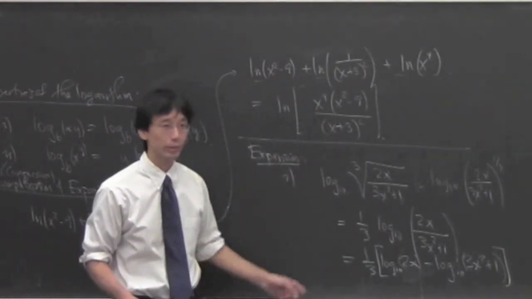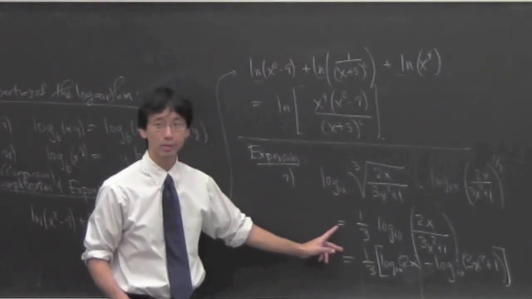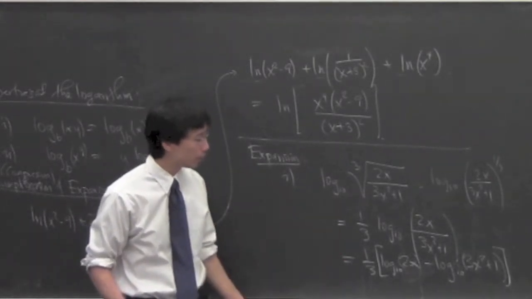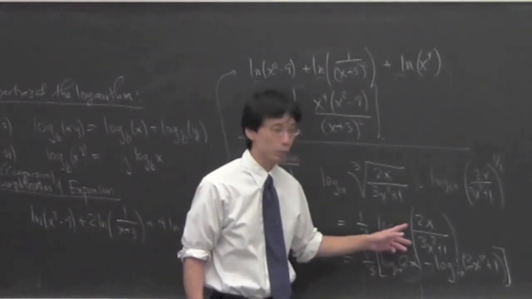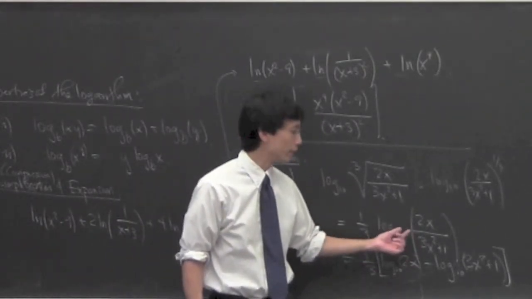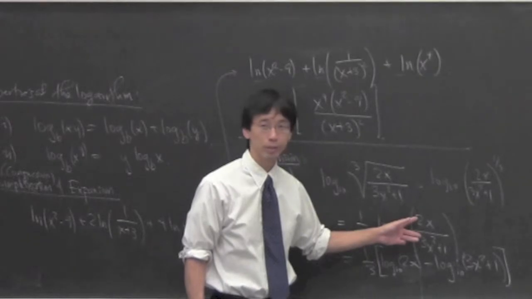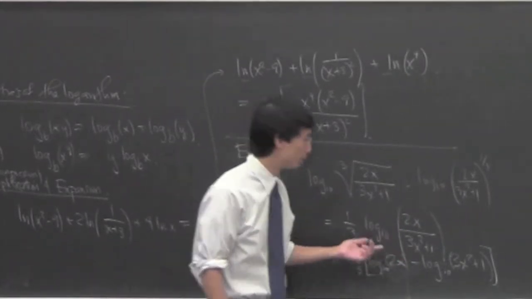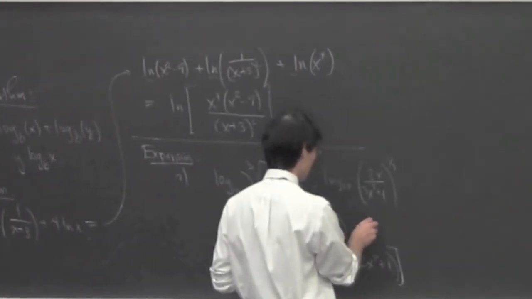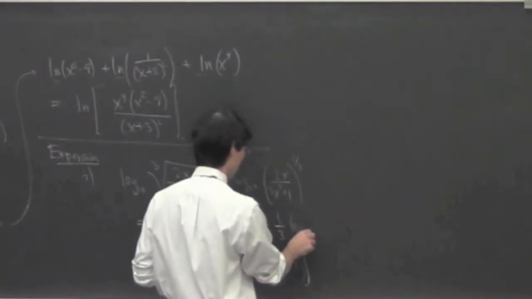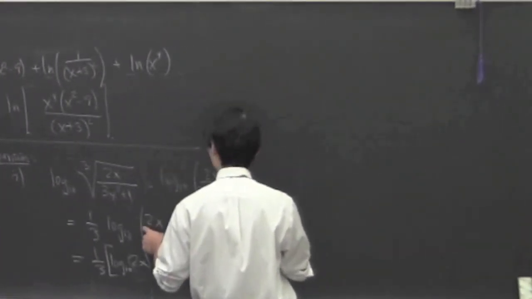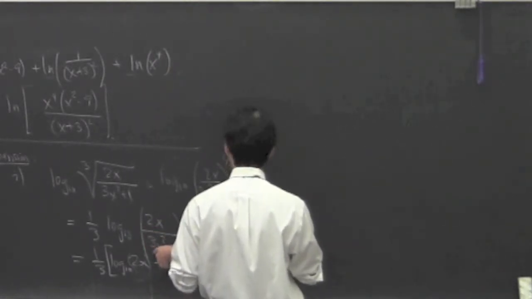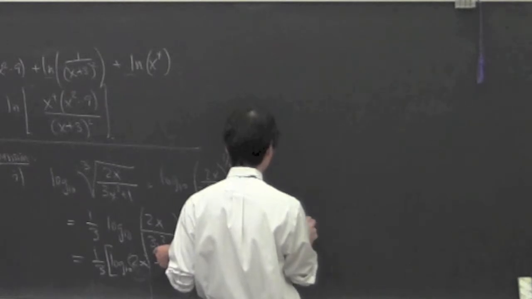Is everyone okay with the last step? You can think of this as one of the rules: if you take a log of a ratio, then it's the log of the top minus the log of the bottom. If you don't like to think that way, you can rewrite this thing here as 2x times (3x squared plus 1) to the minus 1.